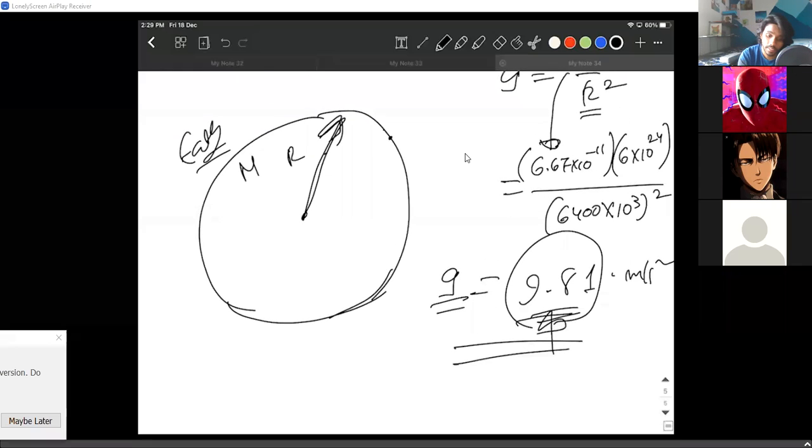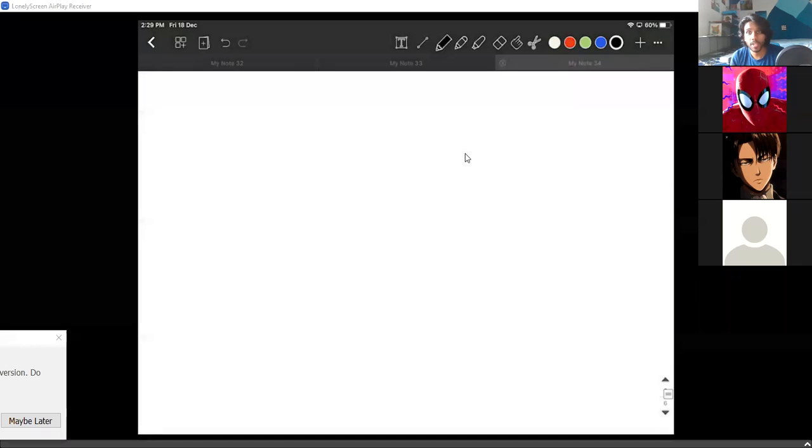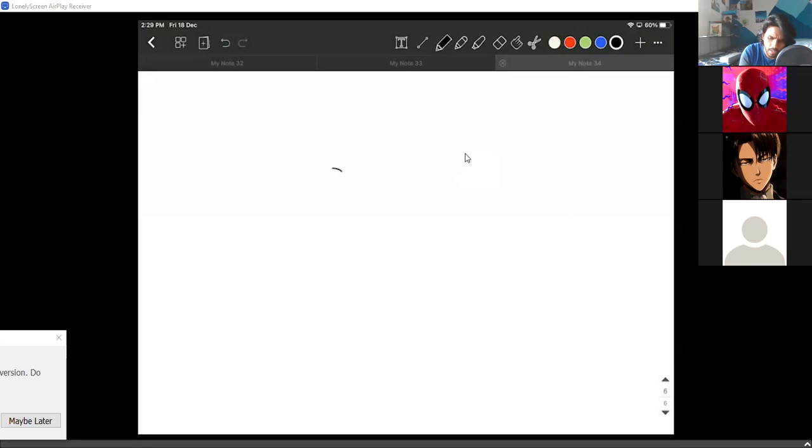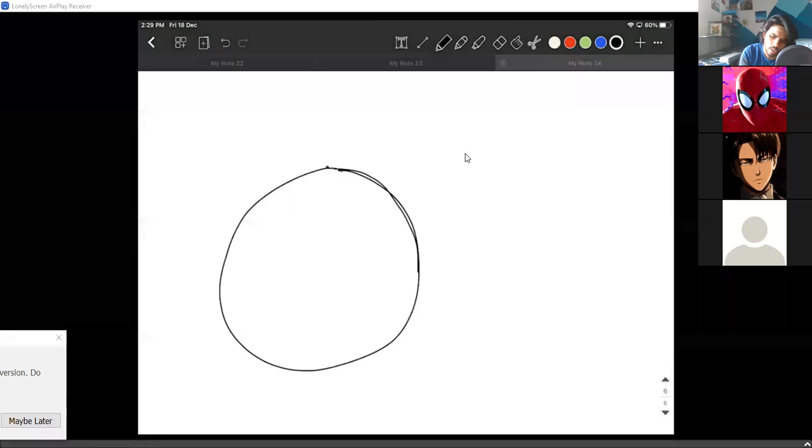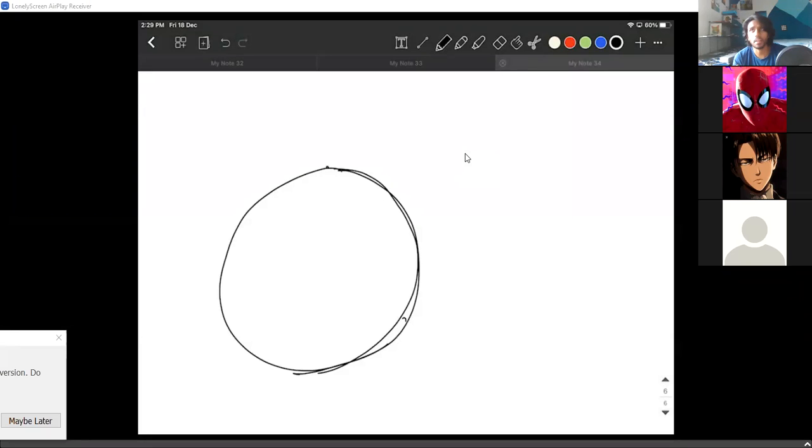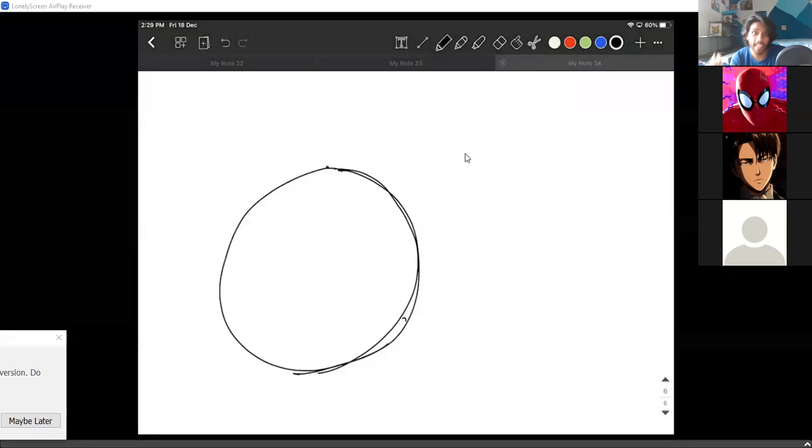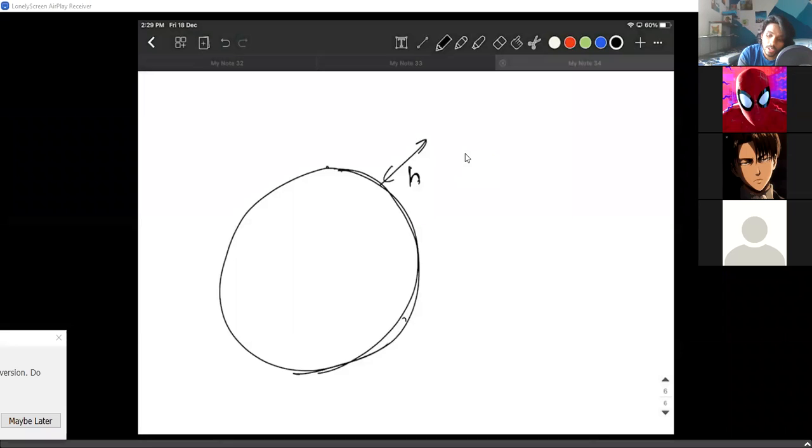But what if we are talking about satellites? Satellites, they don't just go around Earth. Or what if we are talking about an airplane? Airplanes, yeah, they don't really go that high, but compared to the other parts, they are high. They are at a height. So what is the value of g here?